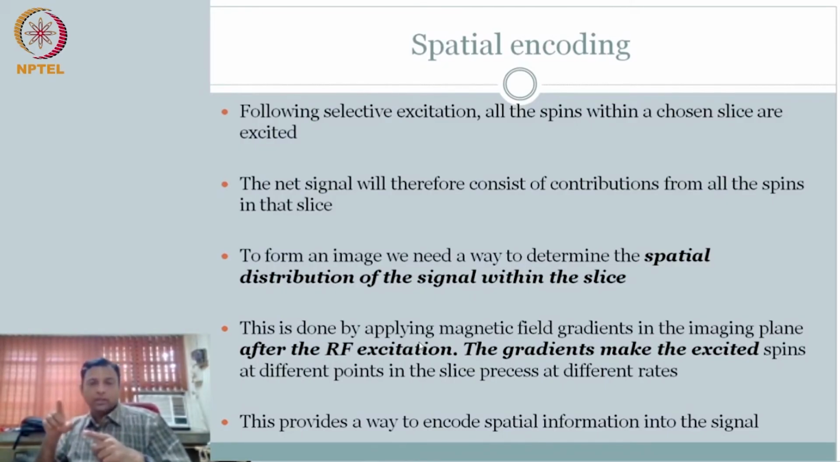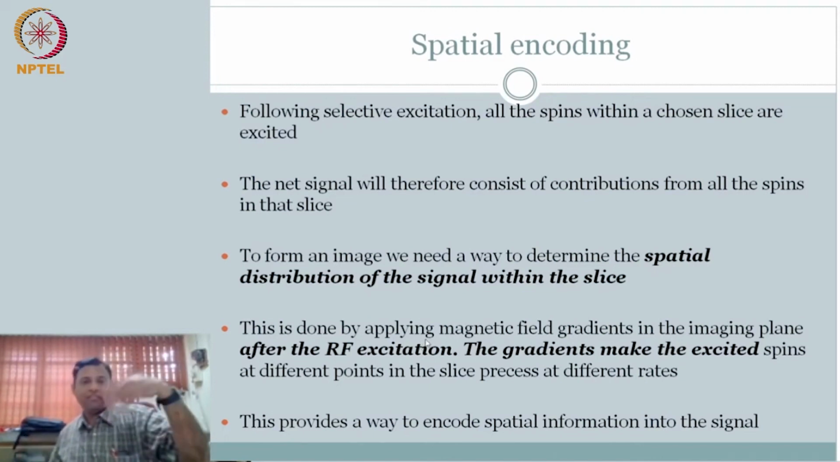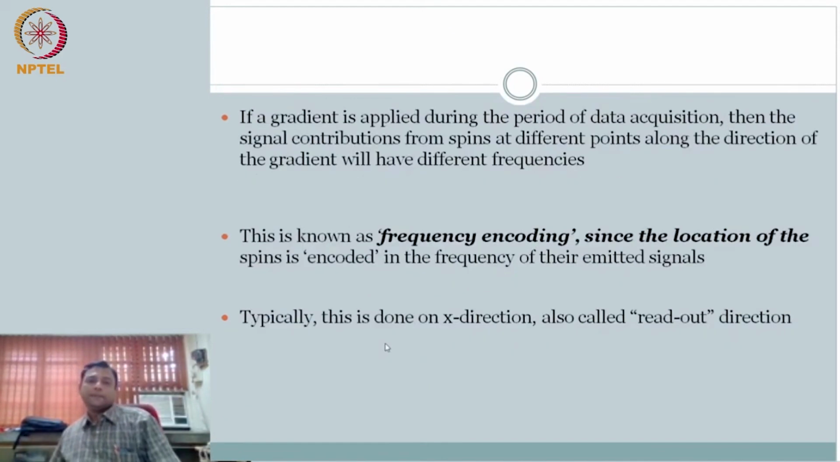How will we do that? First, within this plane we will break it into rows, and within the rows we will break it into columns. That's another way of thinking about it. If a gradient is applied during the data acquisition, then the signal contribution from spins at different points along the direction of the gradient will have different frequencies. This is what we exploited in the Z direction.